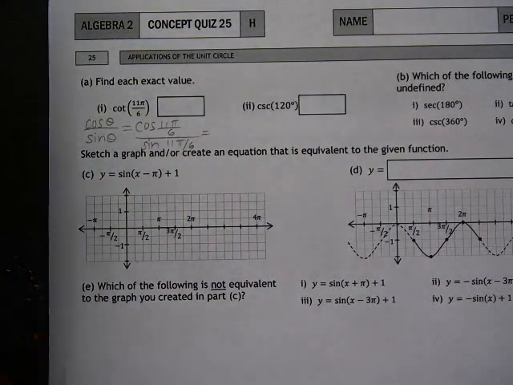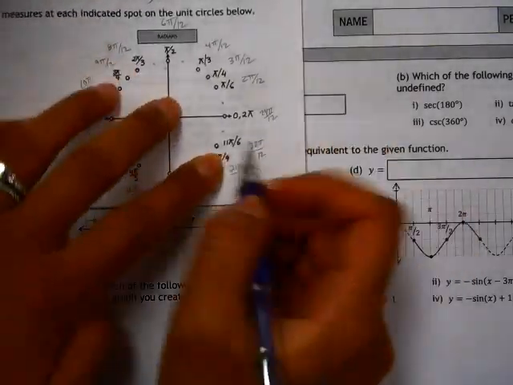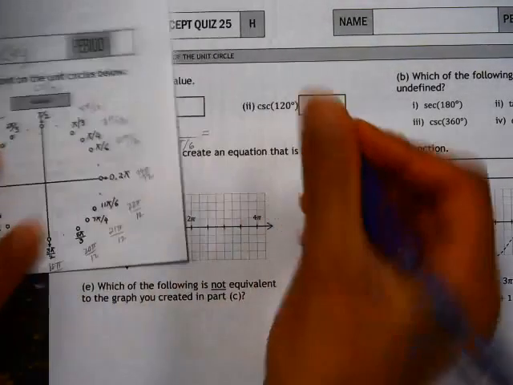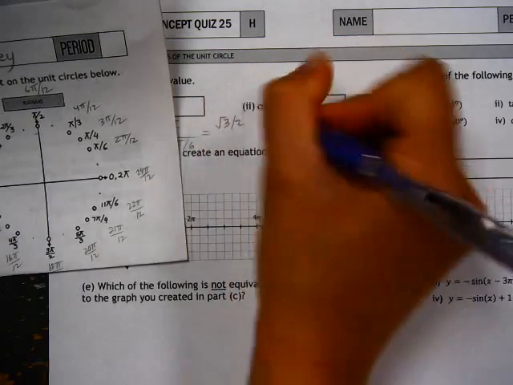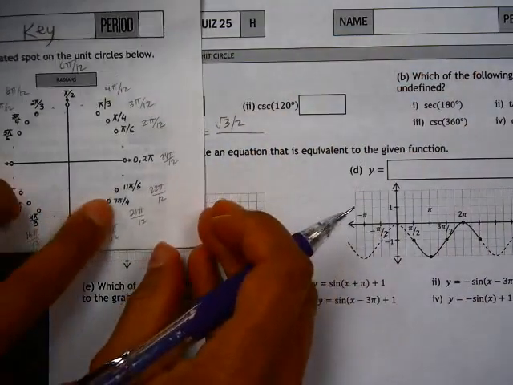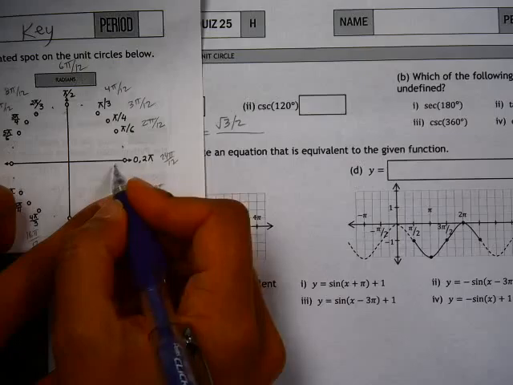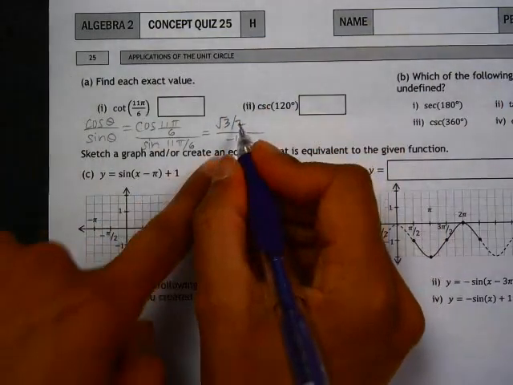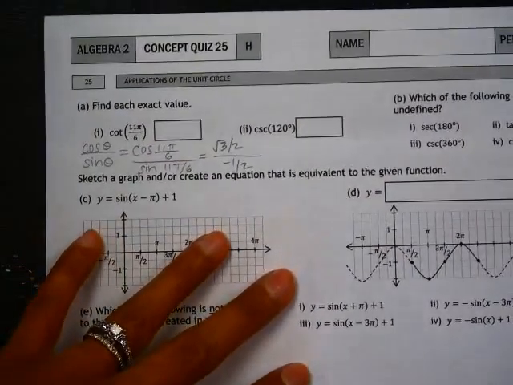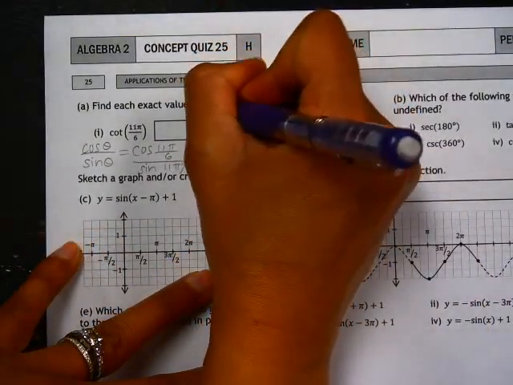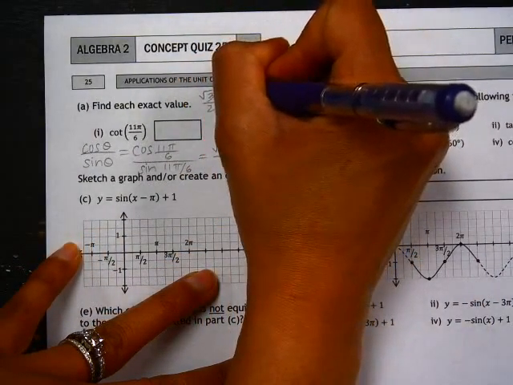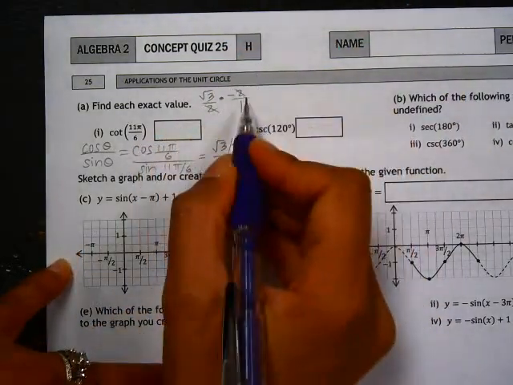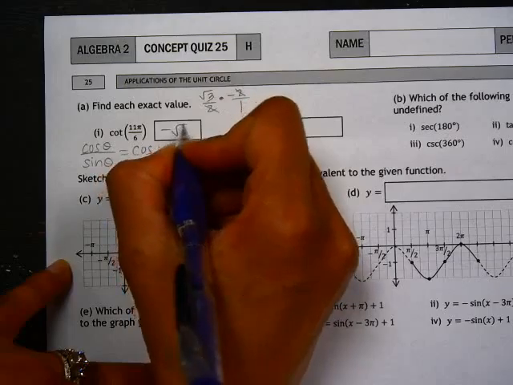If you're at 11 pi over 6, you're here. The cosine is root 3 over 2, and we're dividing by sine. Sine is negative 1/2. So dividing root 3 over 2 by negative 1/2 is the same as multiplying by negative 2 over 1. Simplifying that, we still have the negative and the root 3.